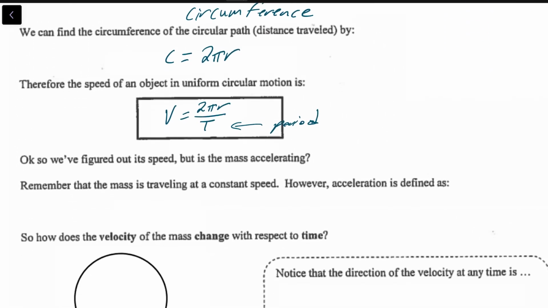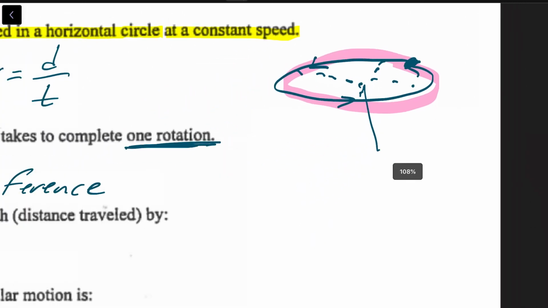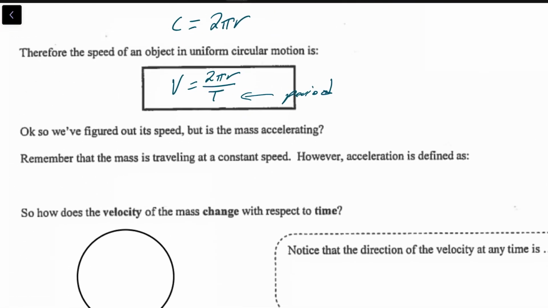Okay, so we figured out its speed, but is the mass accelerating? When you're rotating this object, is there an acceleration happening on this mass? Do you have to apply a constant force in order for the object to continue rotating around? We know that acceleration is equal to change in velocity over time.